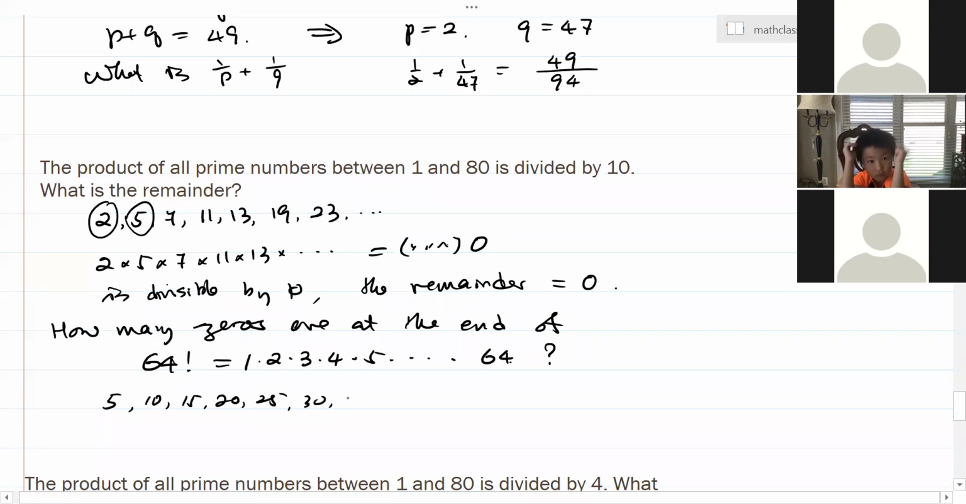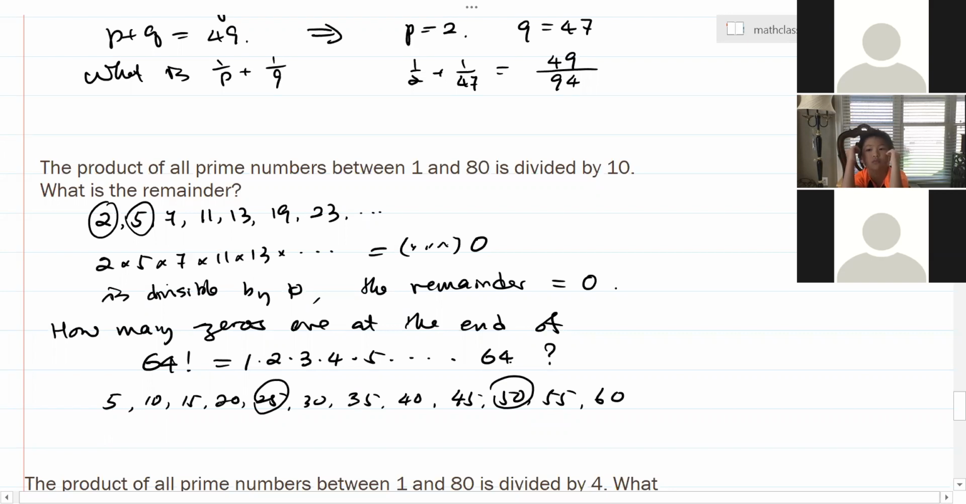25, 30, 35, 40, right? 45, 50, 55, 60, right? And then you have to be very careful about 25 and 50. There's a double 5 there. Okay, so you have to double, right?